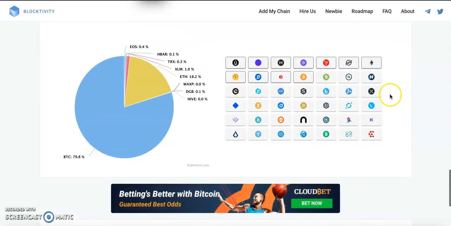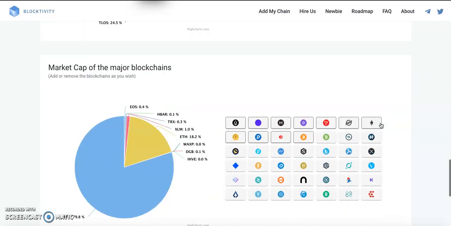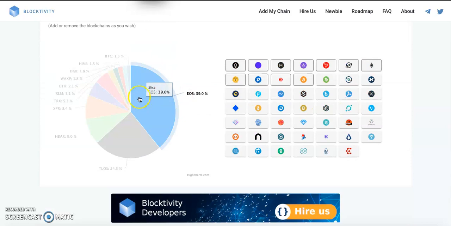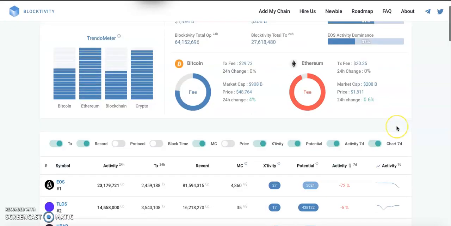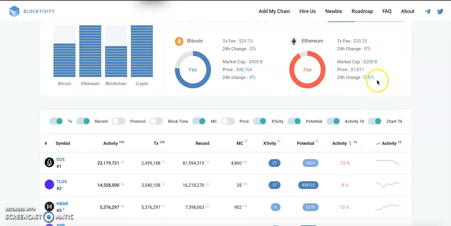So what that means is that the activity on the EOS blockchain controls... Where is it? Yeah, the activity on the EOS blockchain is around, and then it's showing 39 here. Let me see what's showing at the top. 37. I don't know why that is not accurate.